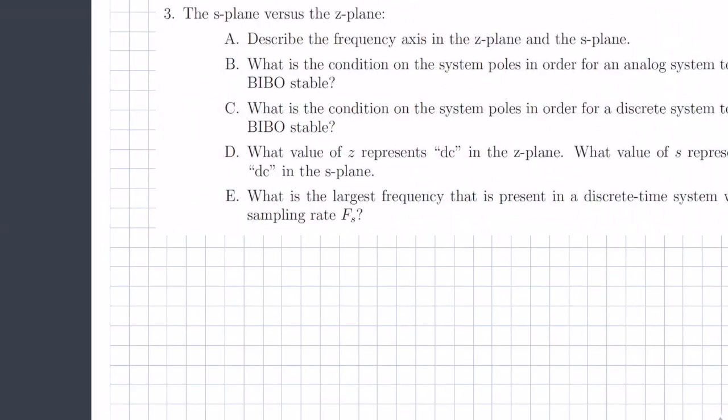All right, here's the solution for the final exam review over digital topics, problem number 3.